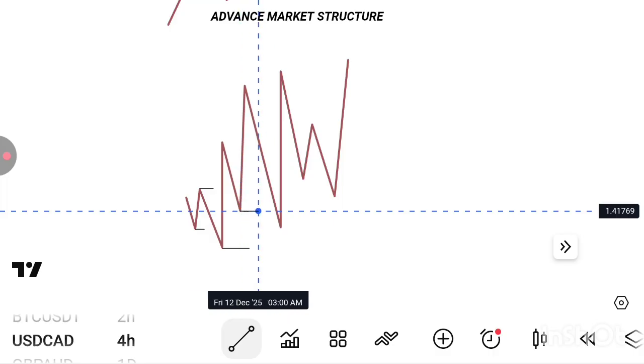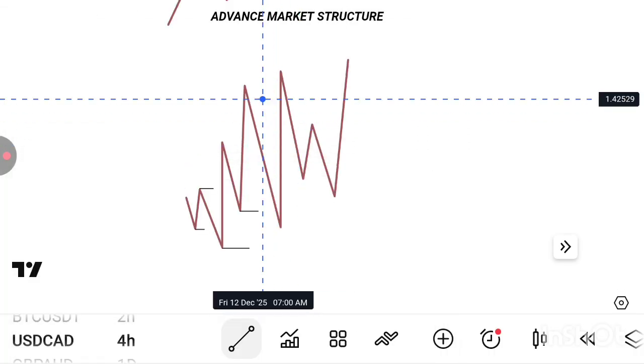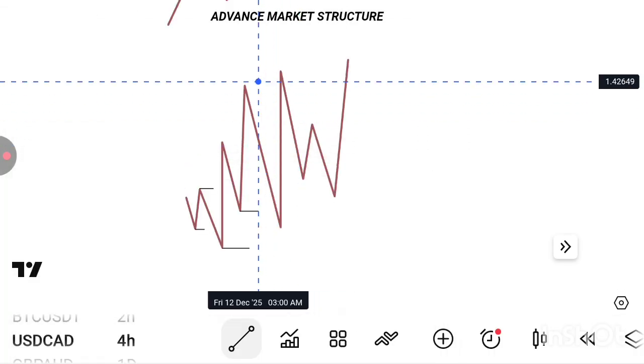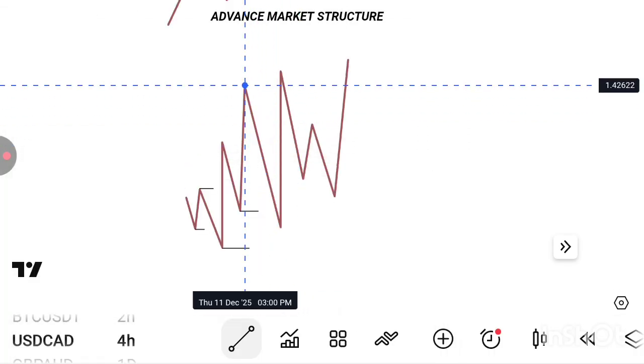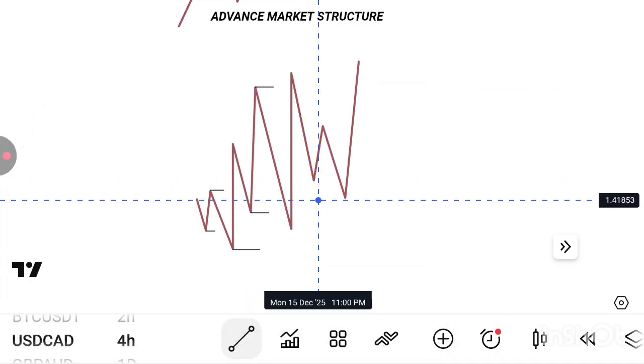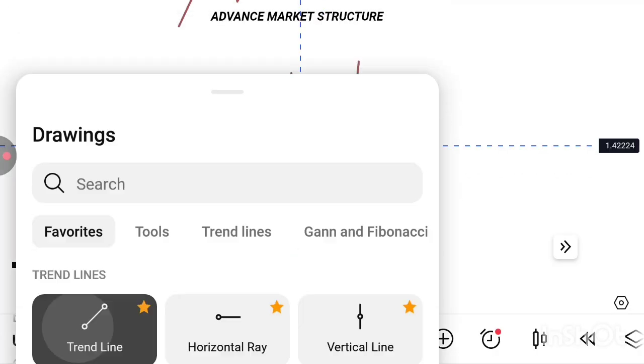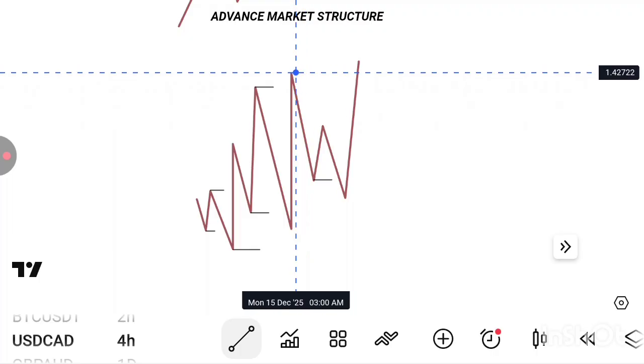So this particular point is known as the internal range liquidity. It is not a strong level, it's a weak level, because that is a liquidity level, because we expect price to take it out, right? Then expand towards the external liquidity, which is this particular level. Price expands towards this external liquidity.